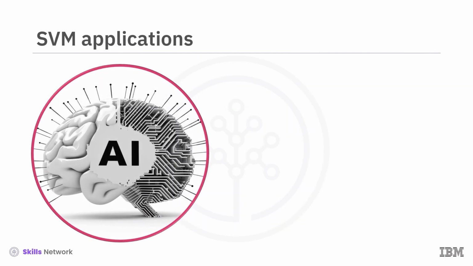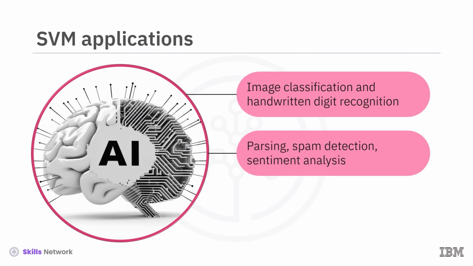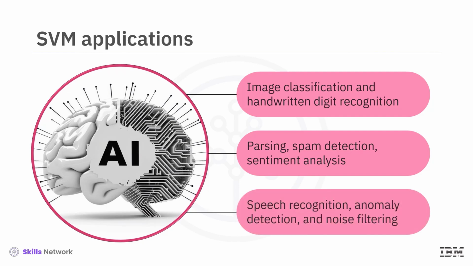SVM is good for image analysis tasks, such as image classification and handwritten digit recognition. It's also highly effective for parsing, spam detection, and sentiment analysis. SVM can be used for machine learning problems, such as speech recognition, anomaly detection, and noise filtering.